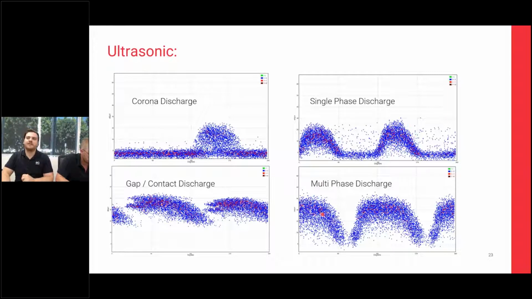And if you then start to get multiple phases involved, you'll just notice the on period, or how long it's at its peak for, starts to elongate. So you notice that this here is nearly twice as long as these clusters, indicating that it's over two phases. You've then got your gap or contact type discharge again, which once again looks like the long bars of activity. And it's very similar to the TEV results.